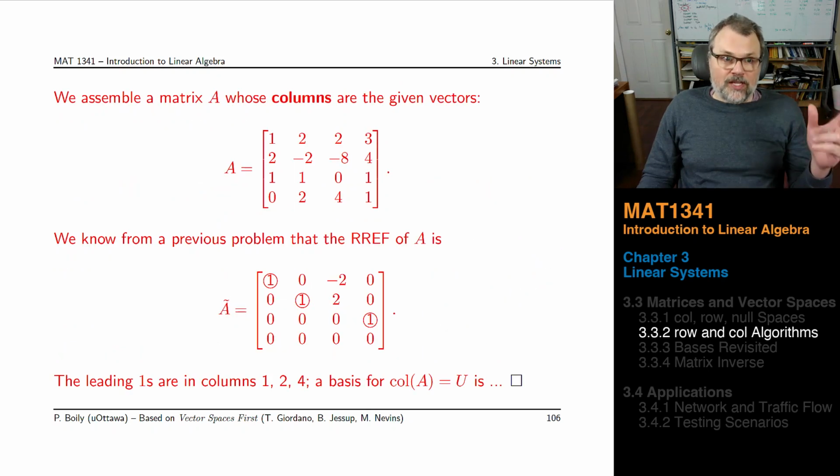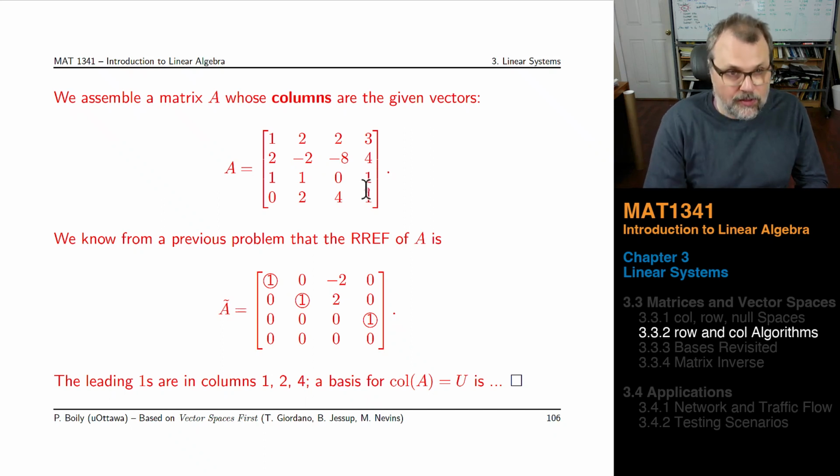So you build a matrix A, whose columns are the given vectors. 1, 2, 1, 0; 2, minus 2, 1, 2; 2, minus 8, 0, 4; and 3, 4, 1, 1. We've worked with this matrix before. We know what its reduced row echelon form is. It is the following matrix.